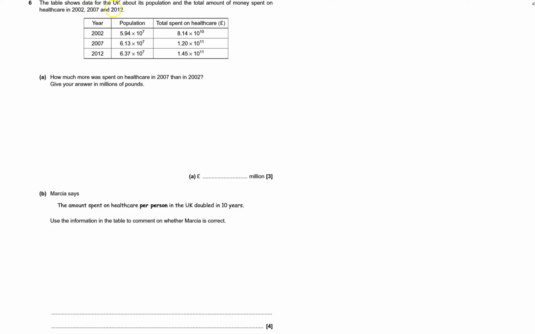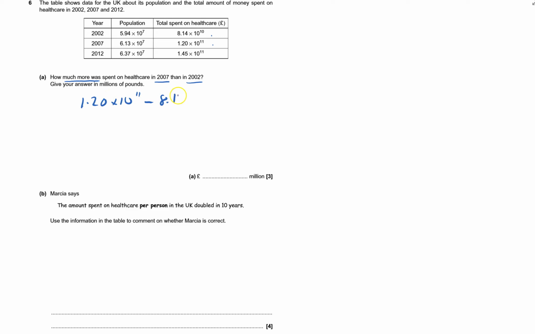The table shows data for the UK about its population and the total amount of money spent on healthcare in these 3 years. Population is in standard form. How much more was spent on healthcare in 2007 than in 2002? Okay, I've got to give my answer in millions of pounds. So I've got to do that bit, take away that one. So write that down, write down the calculation.